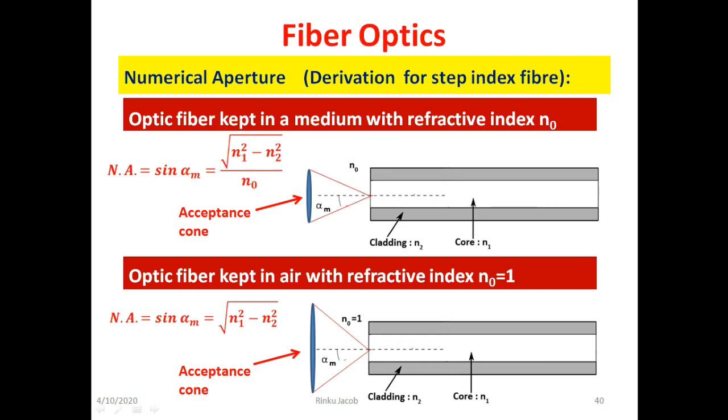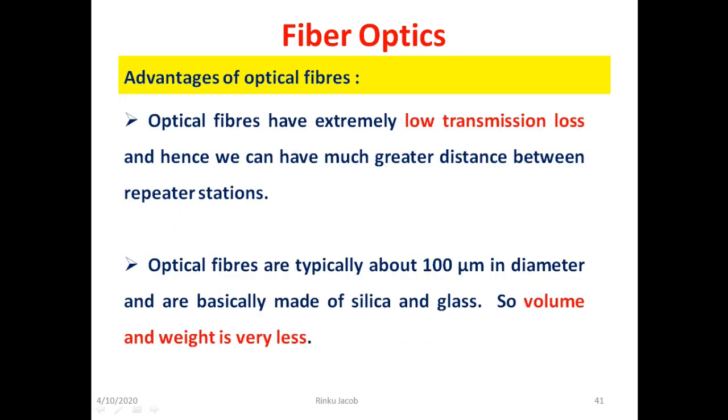This means the acceptance cone or the light gathering capacity is maximum for an optic fiber when it is kept in air and it decreases when we keep an optic fiber in any other medium. This is shown in the figure. Now we discuss the advantages of using optic fibers.